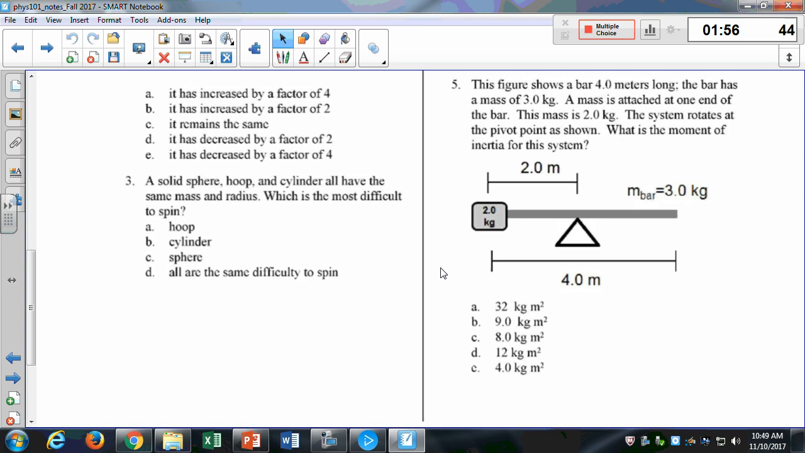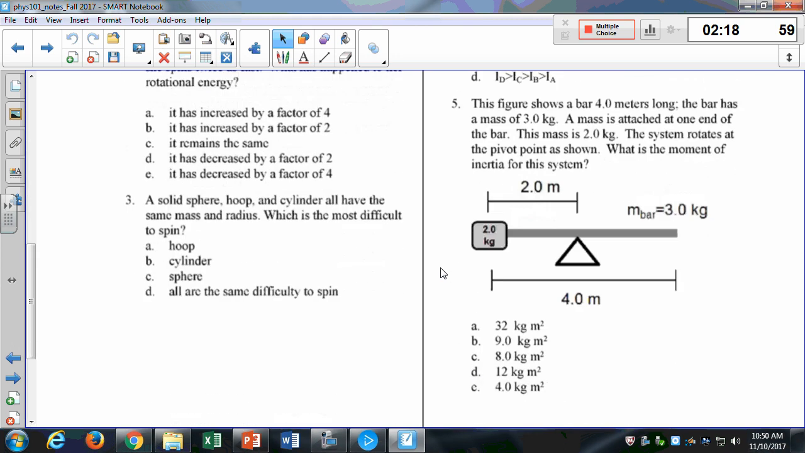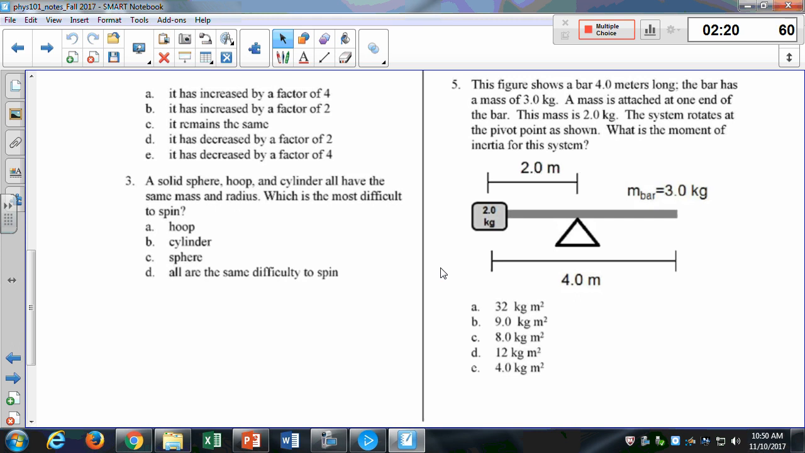Good example of what you'll see on the test, this one, okay? Let's stop in about 20 seconds. If you finish this one, you can go on to do number 1. I'll stop at 2:30. 5 more seconds.